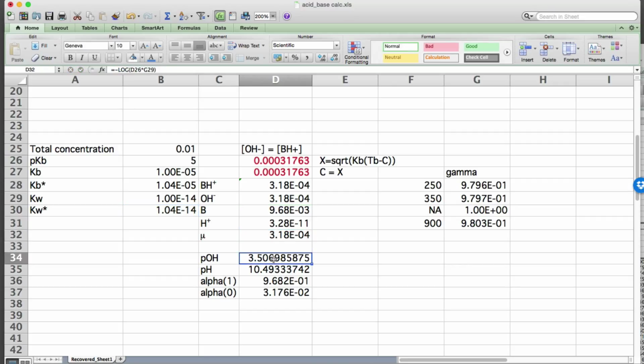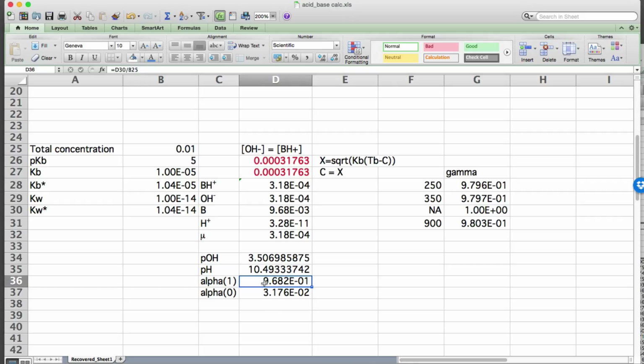Having done that, I can now come down and calculate the pOH, and this is the negative log of the hydroxide ion activity. So notice I've included the activity coefficient, G29, and I've done the same thing for the pH. It's the negative log of the proton concentration times its activity coefficient. So those are all now defined correctly.